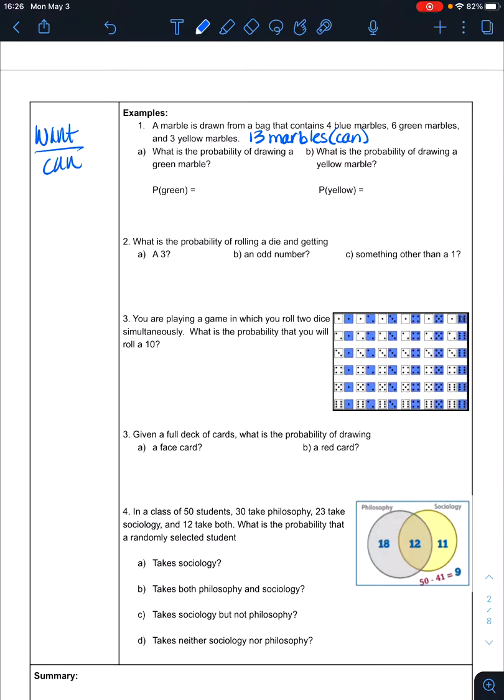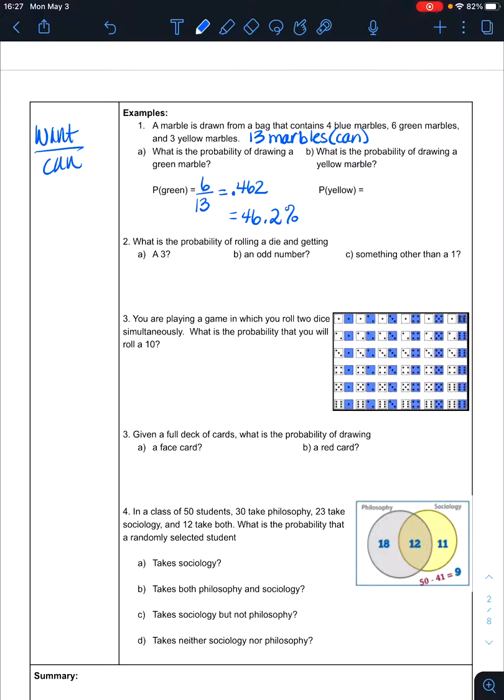What's the probability of drawing a green marble? It's going to look like this, P with green in parentheses. That means the probability of drawing a green marble. I look at my data. I have 6 green marbles, so 6 green marbles are what I want. I want 6 green marbles out of the 13 marbles that I could pick. That is my fractional probability. Then I can change that to decimal probability, 0.462, and I can convert that to my percentage probability, which is 46.2%. Move the decimal 2 places to the right.